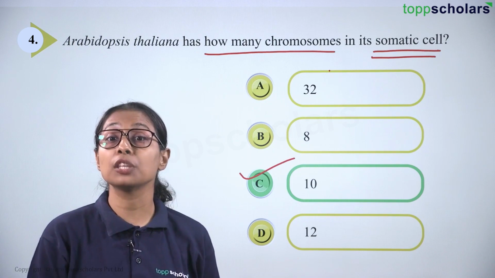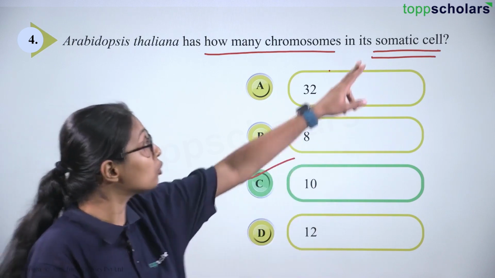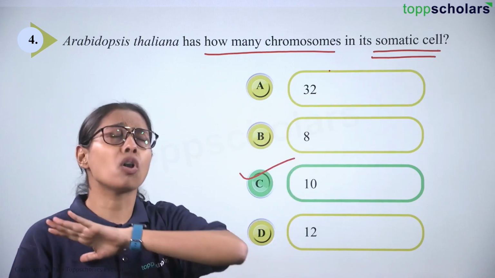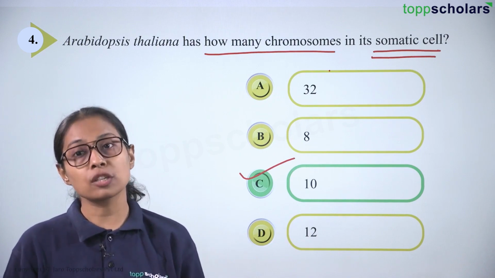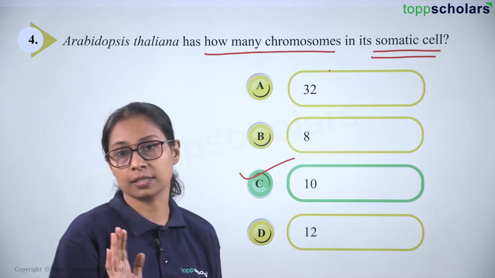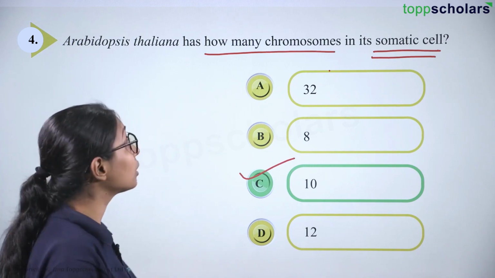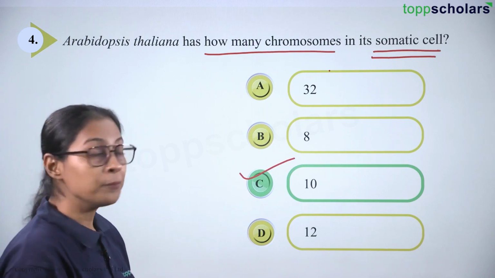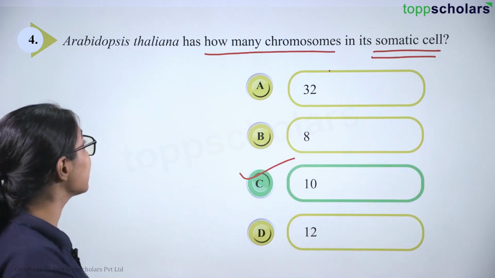Germ cells are the ones that participate in reproduction, fertilization. And somatic cells are all the other cells except your germ cells. So excluding germ cells, whichever cells we have in our body are your somatic cells. So when you talk about Arabidopsis thaliana, somatic cells, they have a total of 10 chromosomes. Okay, I hope it is clear. So we are good to move ahead to our next question and see what the question says.